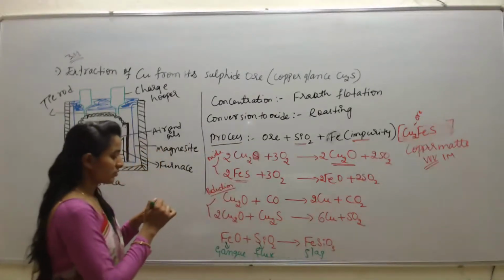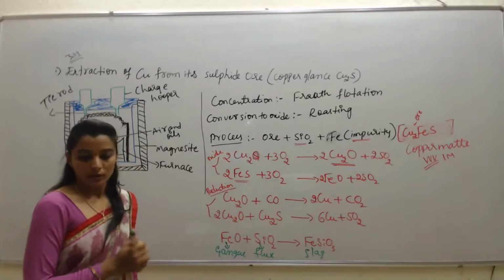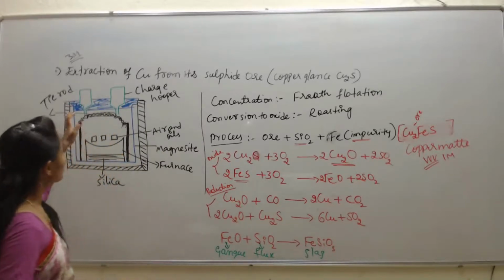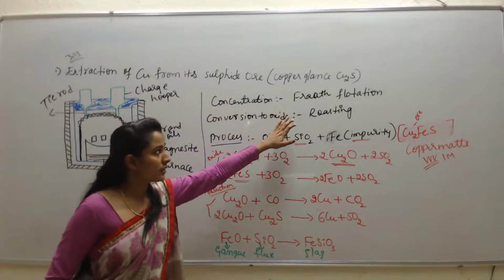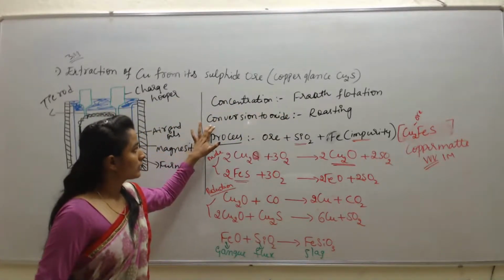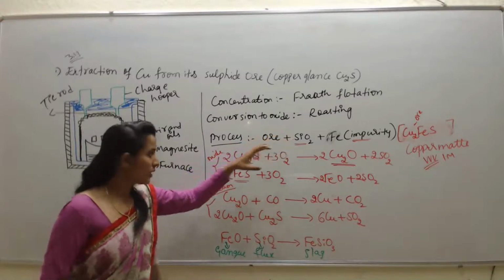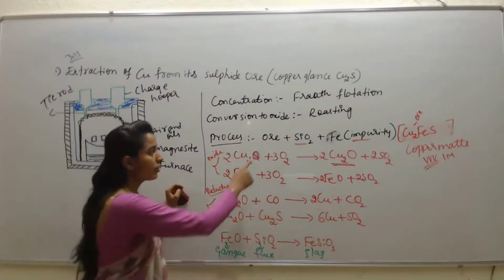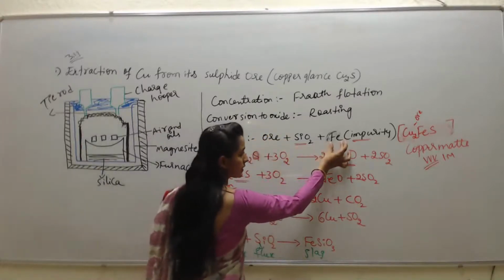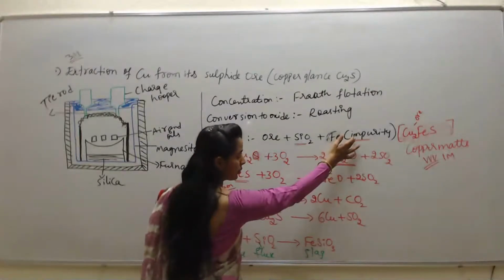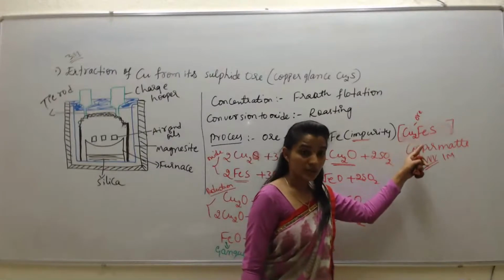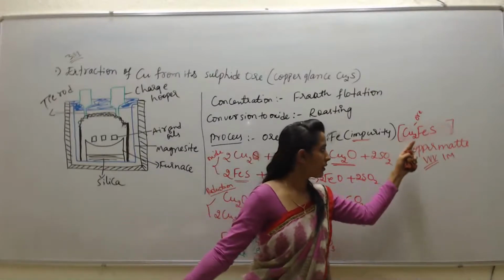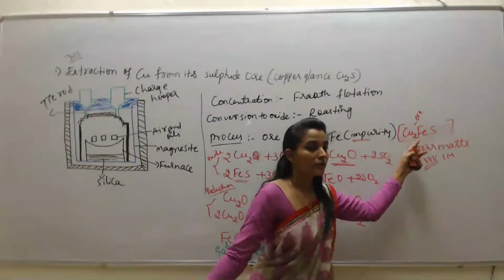Only these reactions are involved in the extraction of copper from its sulfide ore. The concentration of the ore is by flotation. The conversion to oxide is by roasting, and this is the process. So the ore is mixed with silica and iron is present as an impurity. Once they are mixed with each other, then when it is subjected to the reverberatory furnace, it is converted to what?